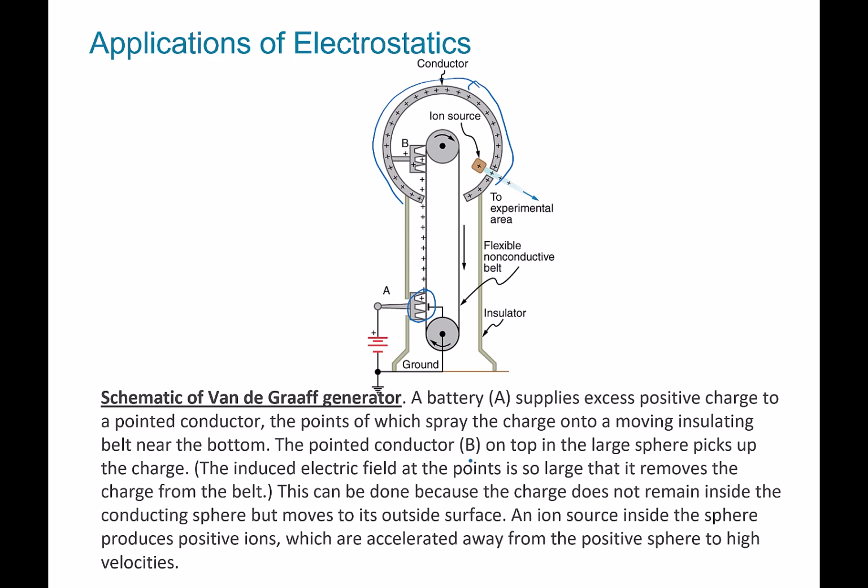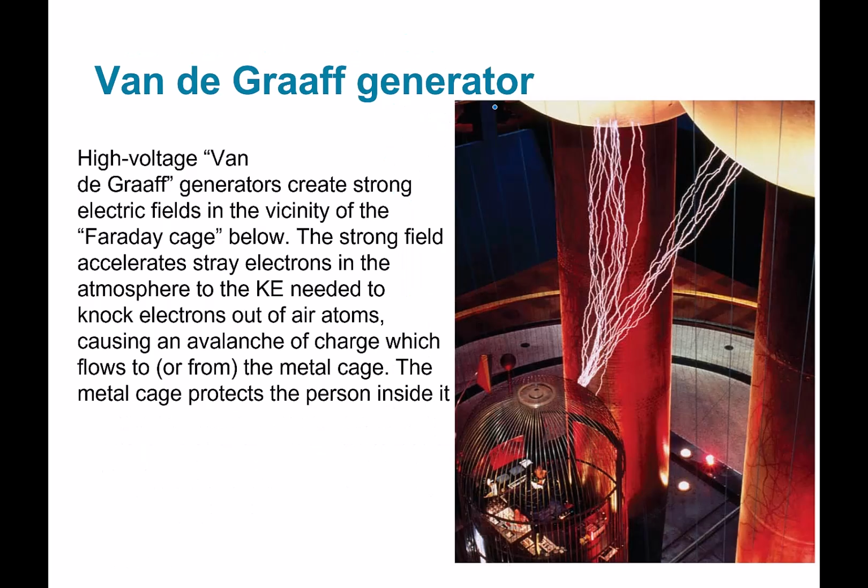So the pointed conductor on top in the large sphere picks up the charge, and the induced electric field at the points is so large that it removes the charge from the belt. This can be done because the charge does not remain inside the conducting sphere but moves to its outer surface. So no charge stays here. It goes to the exterior shell of the conductor, which is the dome.